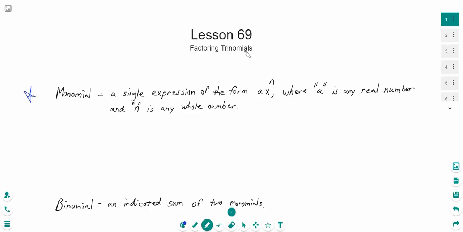It's called Factoring Trinomials. And I would say this is probably one of the most important lessons we've had in a while. You'll be using this methodology and these concepts for years to come in your mathematical journey. All right, so let's go ahead and get started.